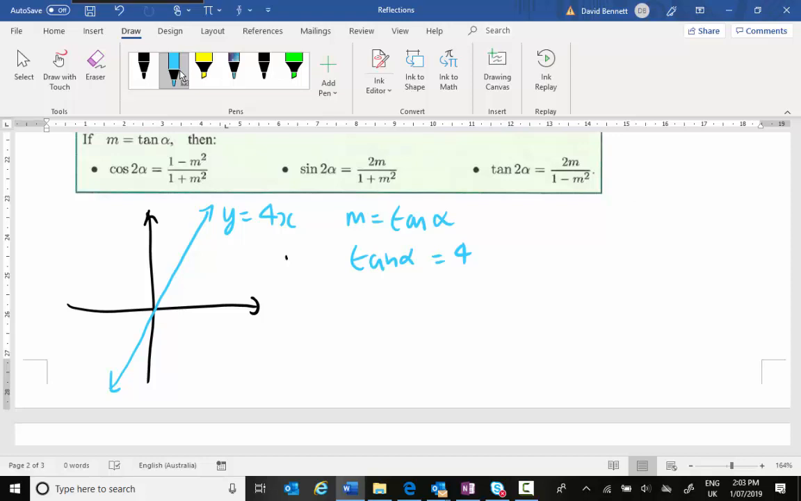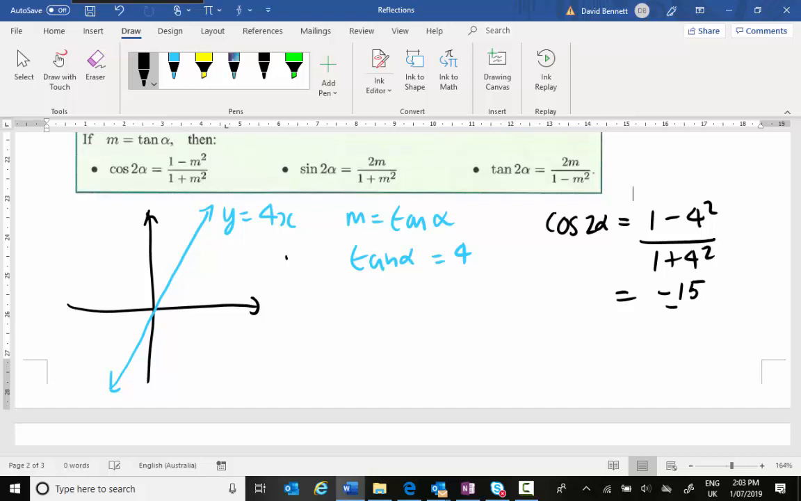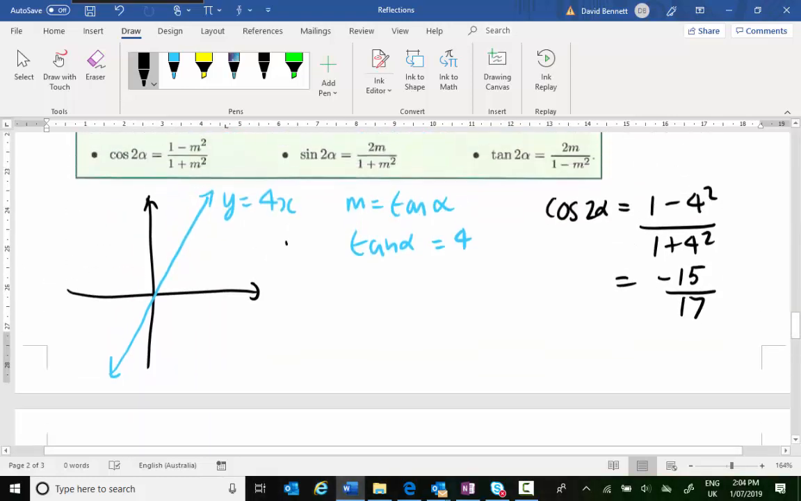So now we're going to work out our values of cosine and sine. We'll go back to a black pen. So cosine of 2 alpha is equal to 1 take 4 squared all over 1 plus 4 squared. So if I did that, we know 4 squared is equal to 16. So 1 take 16 is going to be minus 15, all over 1 plus 16, which is over 17. Right, so that's what my cosine is.